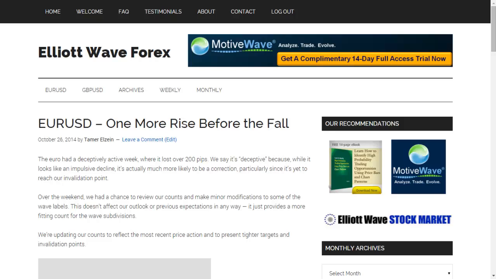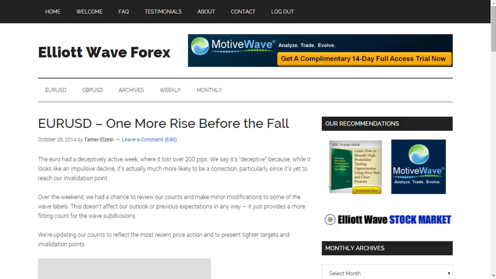Over the weekend, we had a chance to review our accounts and make minor modifications to some of the wave labels. This doesn't affect our outlook or previous expectations in any way, it just provides a more fitting count for the wave subdivisions. We're updating our counts to reflect the most recent price action and to present tighter targets and invalidation points.